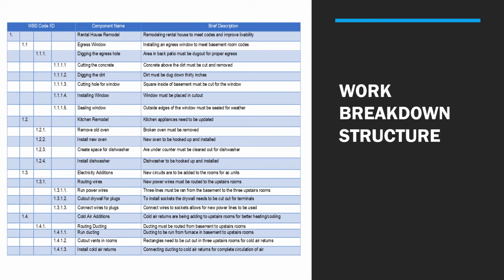And the fourth section is the cold air. Similar to the power, you have to run the ducting, cut out the holes for the vents, and then connect it to the furnace. Those two can be done basically at the same time because it's all routing throughout the house.